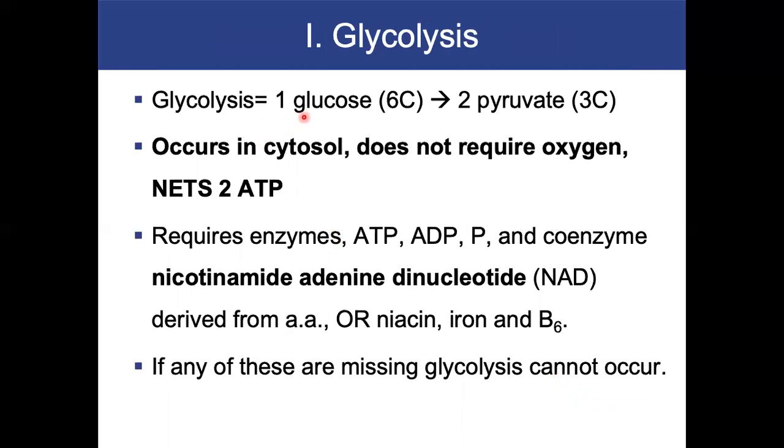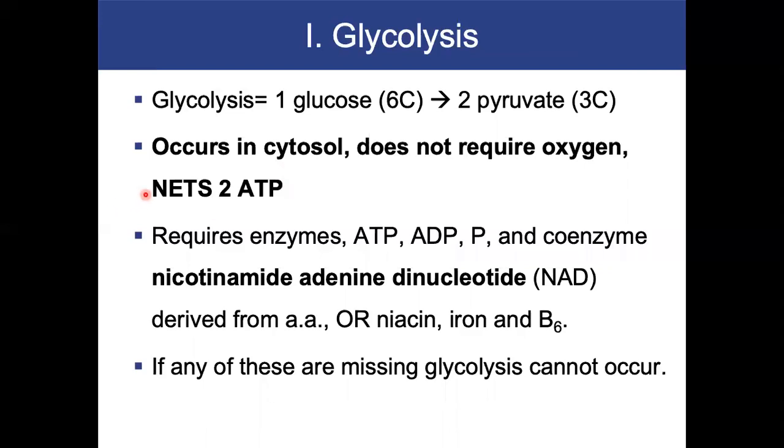Glycolysis is taking 1 glucose, which is 6 carbons, and ripping it down into 2 pyruvates, which are 3 carbons each. It occurs in the cytosol, and if the reaction occurs in the cytosol, it doesn't require oxygen. So glycolysis is in the cytosol, doesn't require oxygen, and nets 2 ATP.